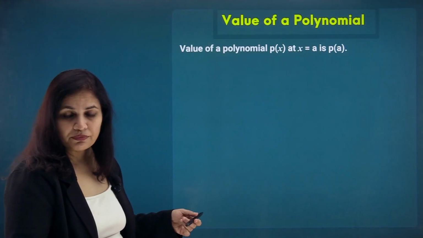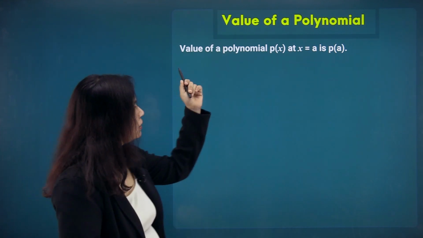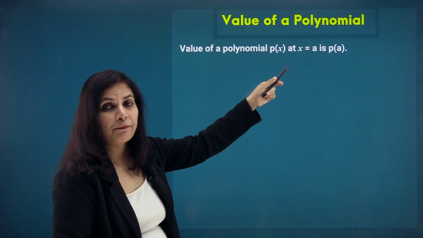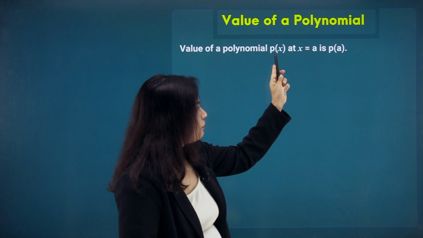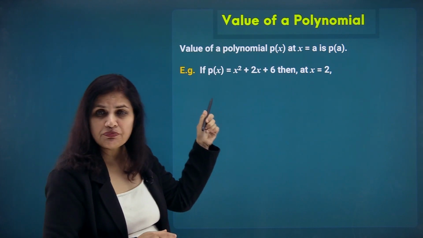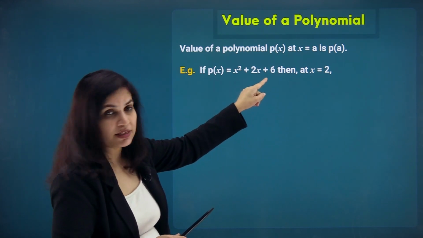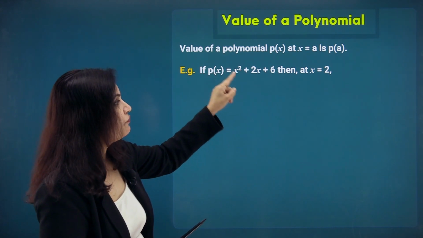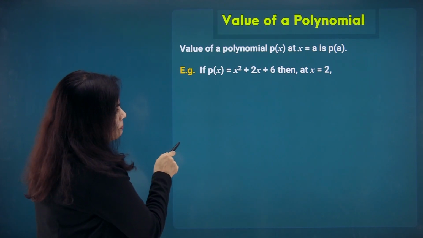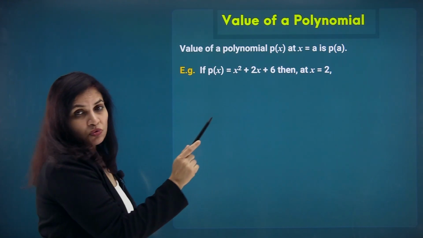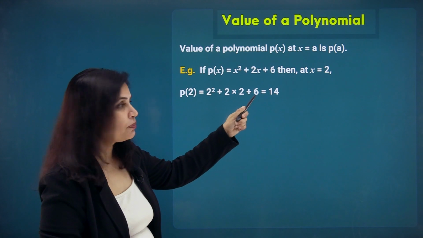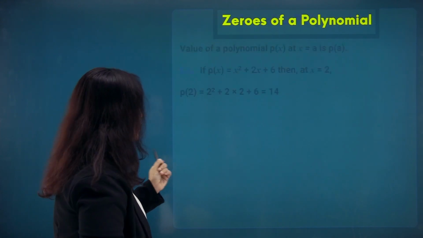Let us understand it very clearly now. I have already given you an example. Value of a polynomial p(x) at x equal to a is given by p(a). That is, simply in place of x, I will substitute the value a in the given polynomial. Example, if p(x) is equal to x square plus 2x plus 6, which is a quadratic polynomial, the value of the polynomial at x equal to 2, how will I get it? Simply by substituting the numerical 2 in place of x everywhere. So, it becomes 2 square plus 2 into 2 plus 6, which finally gives you 14 as the value of the polynomial.